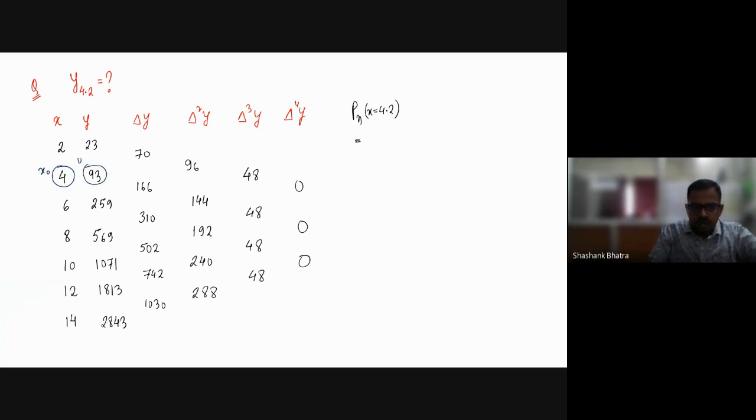this one as our y naught, and so this will be your delta y naught, this one will be your delta 2 y naught, this one your delta 3 y naught, and finally this one delta 4 y naught. However, we won't be using it as it is 0, so it will be of no use.